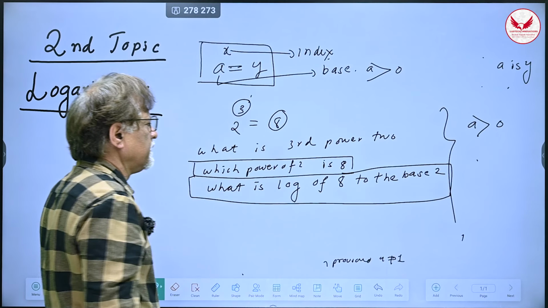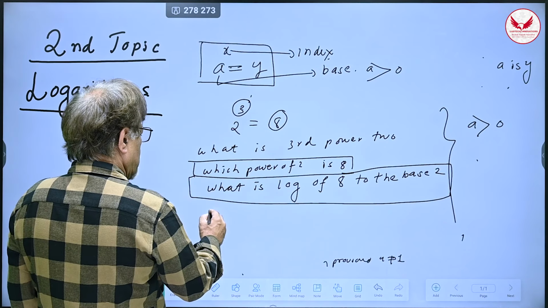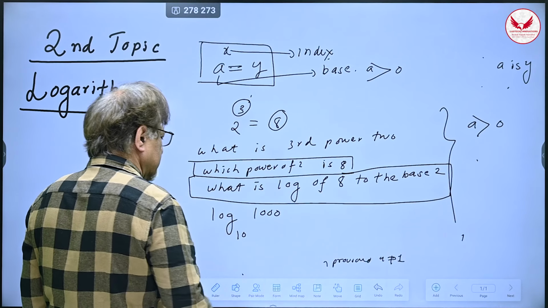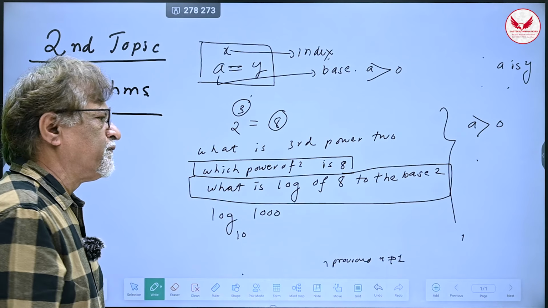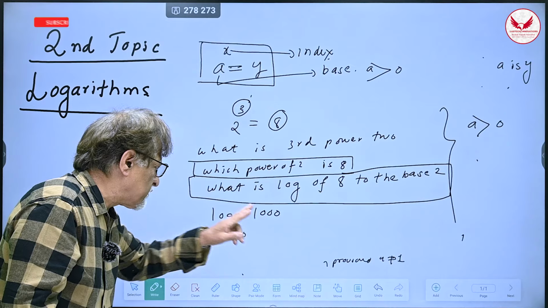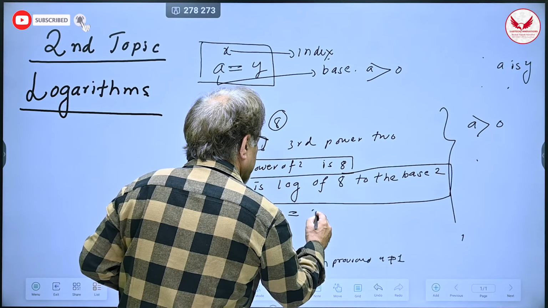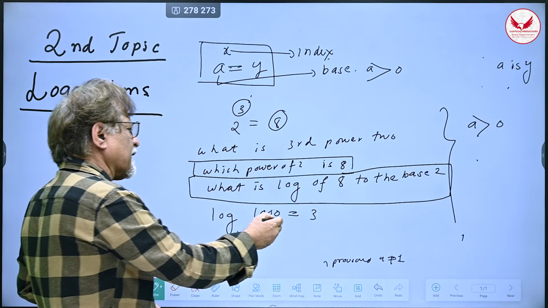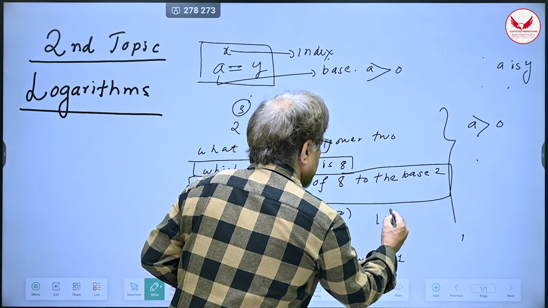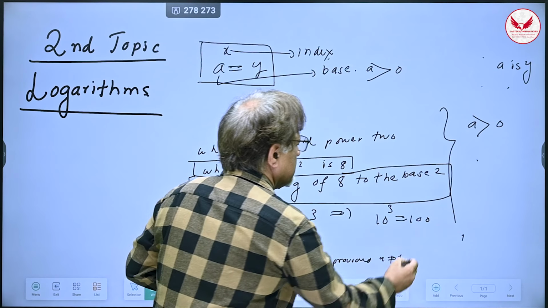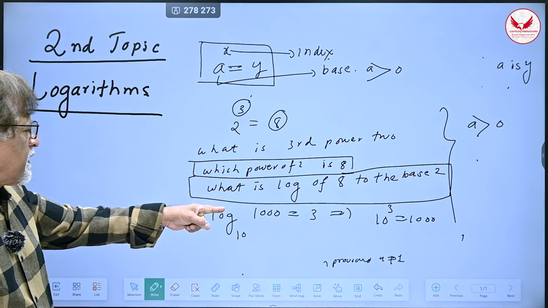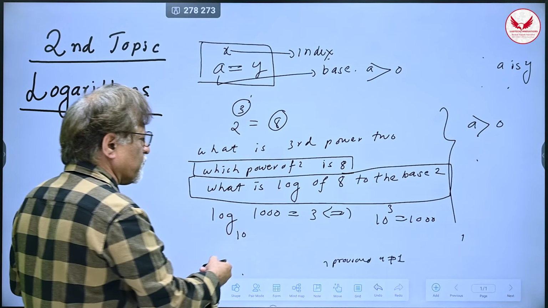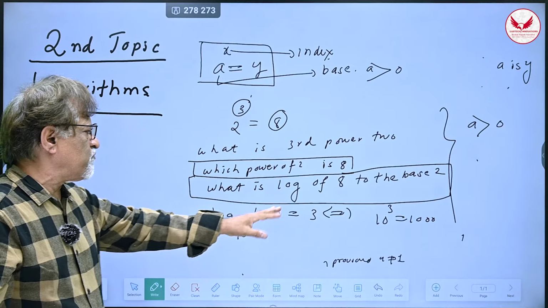Followed or not? So for example, if I am asking you what is log of 1000 to the base 10, that means I am asking you which power of 10 is 1000. You know it is 3. So the answer will be 3. The same statement can also be written as 10 raised to 3 is equal to 1000. Correct? This statement and this statement are equivalent. This implies this and this implies this. So we are not conveying any new information. We are just changing the notation.